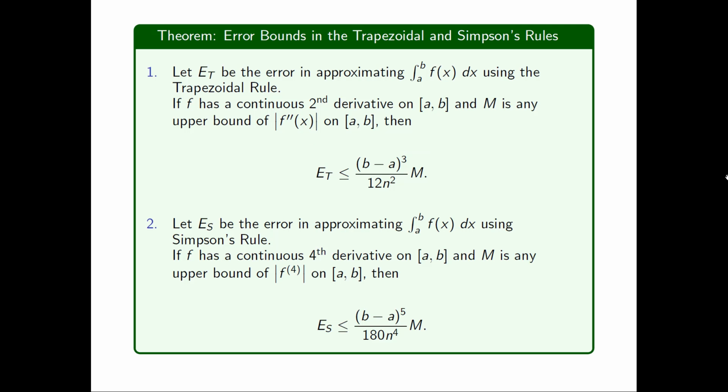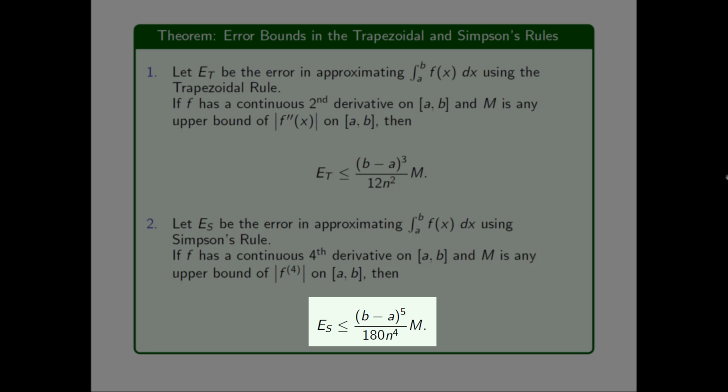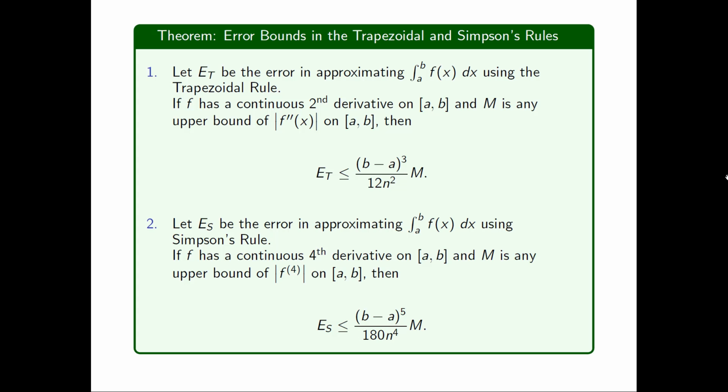And the error term E_S for Simpson's rule is fairly similar. Now we take the fourth derivative to find M. Again, M is the upper bound on the absolute value of the fourth derivative over the region. And then E_S is less than or equal to (b minus a) to the power 5. And this time we divide by 180n to the 4 and multiply by M. So again, it does look fairly similar.